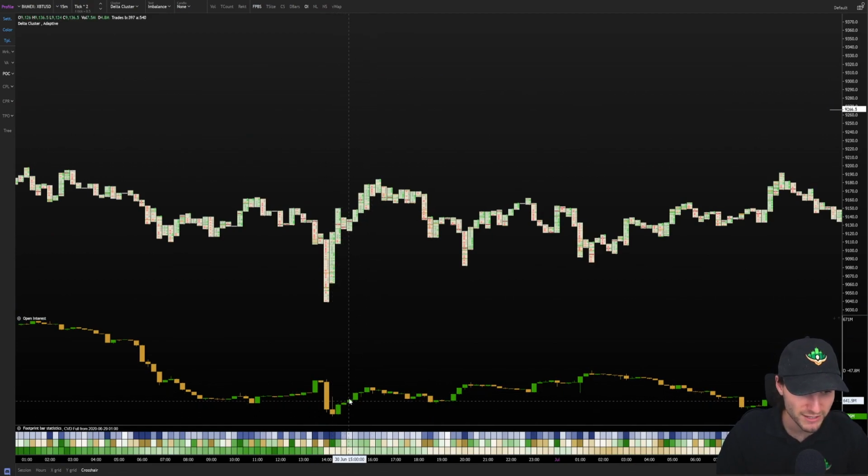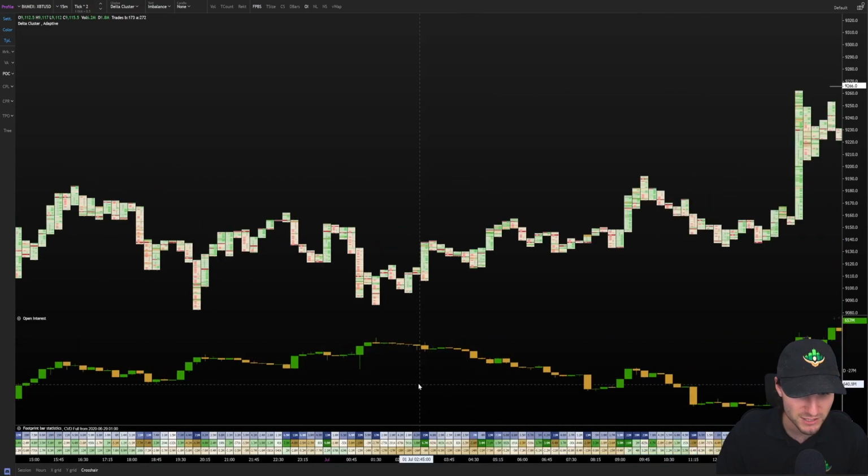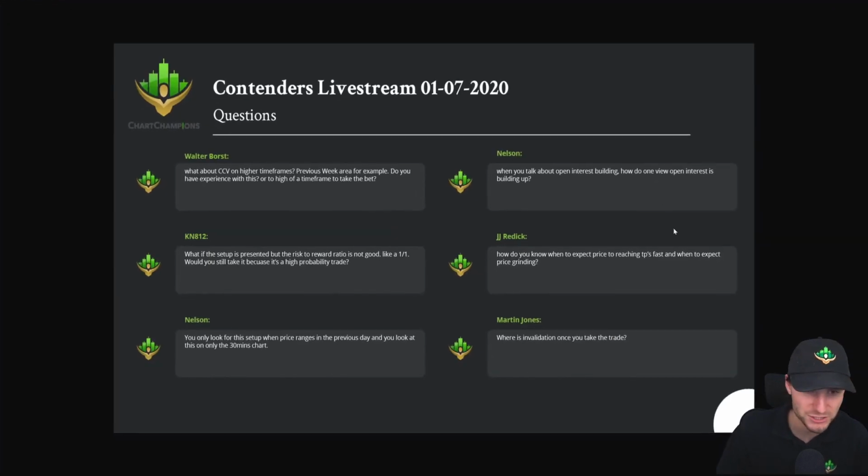So I'm just talking about an increase in open interest, whereas this is open interest going down. This is open interest building up. So we just mean open interest going up. That's what I mean by open interest building up. This is open interest building up. This is open interest falling down. Okay, so that's that question.